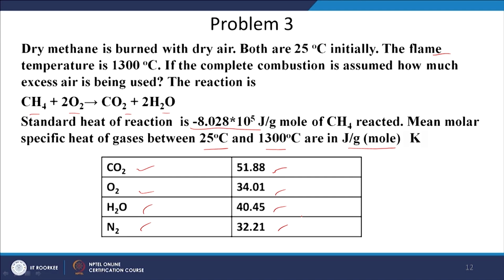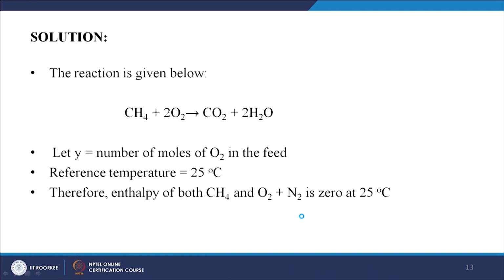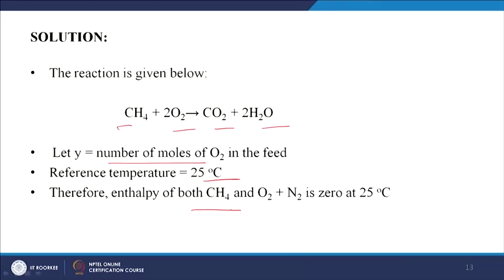So, this is the problem statement, and what we have to do is calculate how much excess air is required. How can we do it? Let us see. What is the reaction given? CH4 plus 2O2 gives CO2 plus 2H2O. Let us assume that the number of moles of O2 in the feed is equal to Y, and the reference temperature is 25 degree centigrade, and the enthalpy of CH4, O2 and N2 is 0 at 25 degree centigrade. This is the base case.